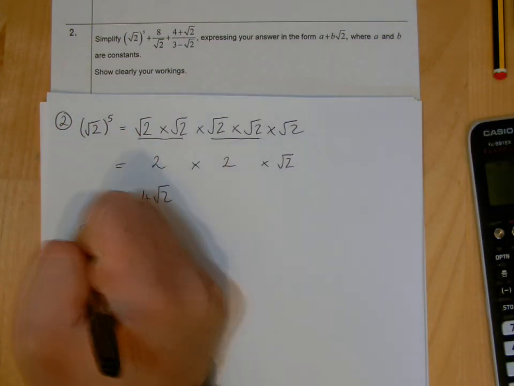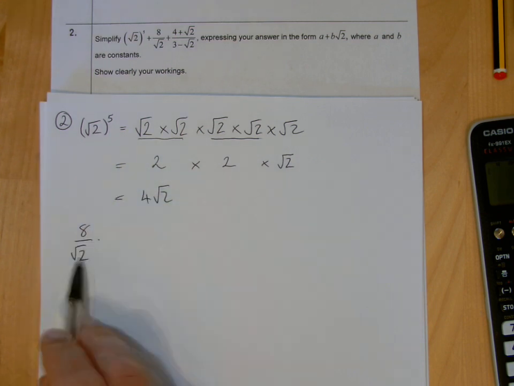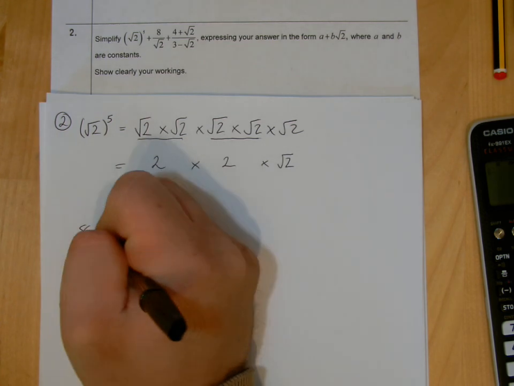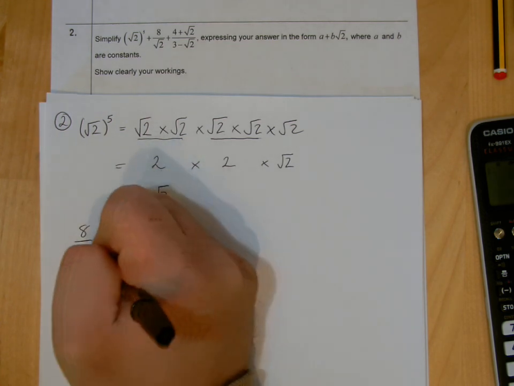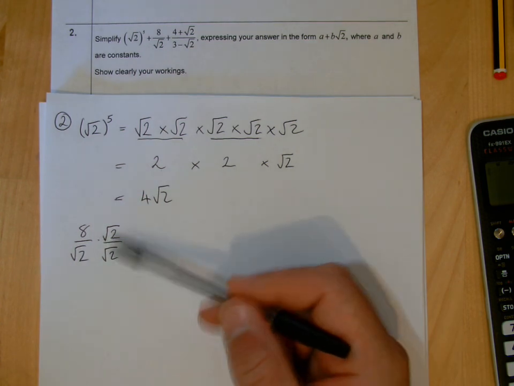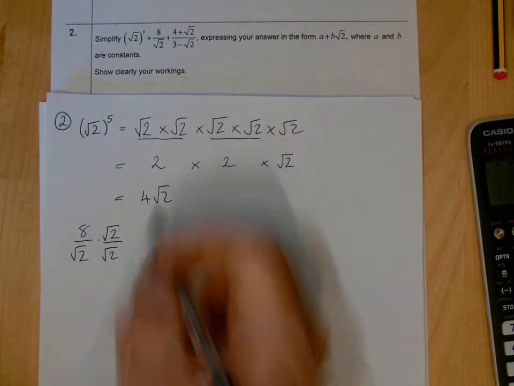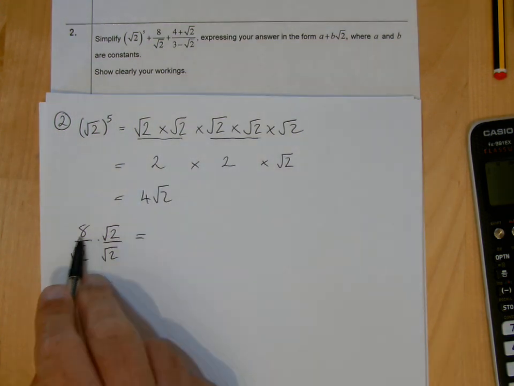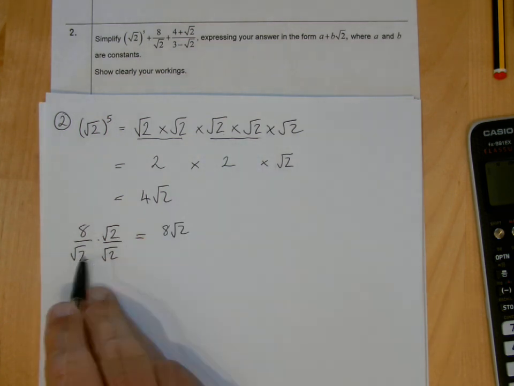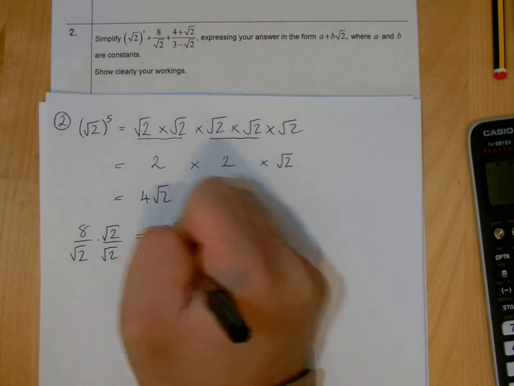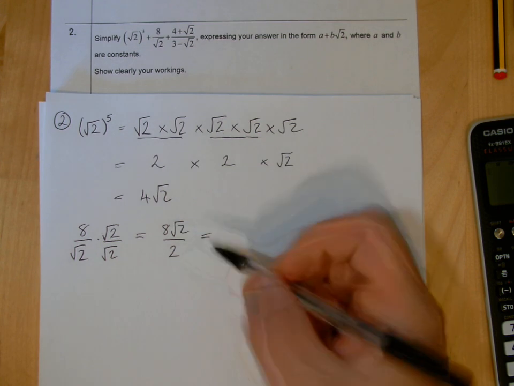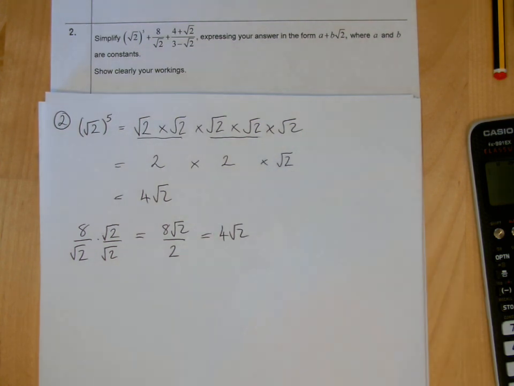Second part, 8 over root 2. When you've got a root on the bottom, you need to rationalize that denominator, and it's simple to do. All you have to do is times the top and bottom by root 2. You're allowed to do that because if you think about it, I'm just timesing by 1, because root 2 over root 2 is 1. So the top becomes 8 root 2. Times the bottoms together, root 2 times root 2, we've got a pair, so that just becomes 2. And then you should be able to simplify that fraction: 8 divided by 2 is 4, so 4 root 2.